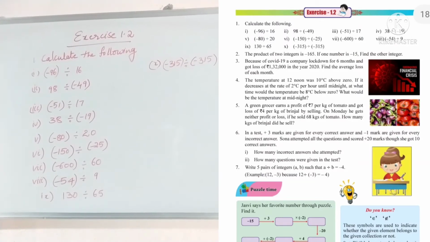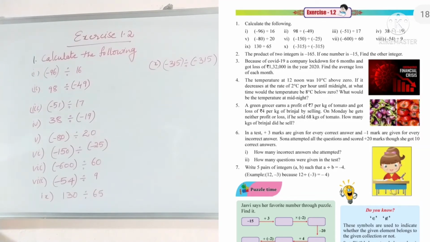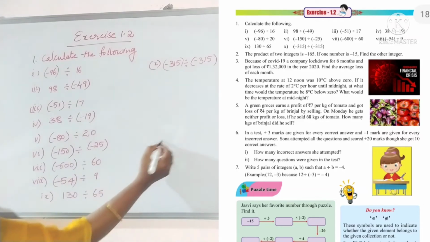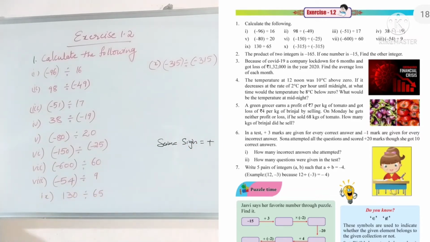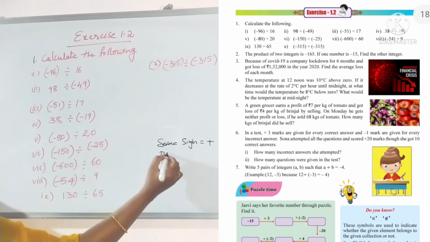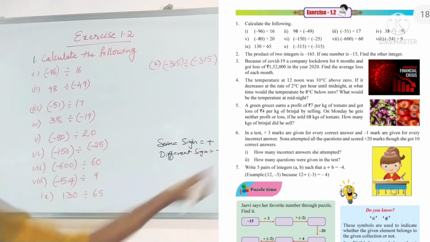Now we will see our exercise 1.2 first problem. Here the problem: calculate the following. So this is division of integers actually. Total 10 problems are there here. So we'll see now. The basic concept we have to keep in mind is, if both the integers have the same sign, the answer will be plus. If both the integers have different signs or symbols, then the answer will be minus.